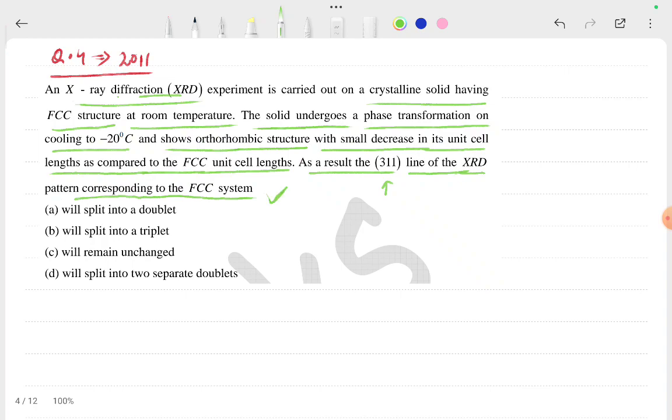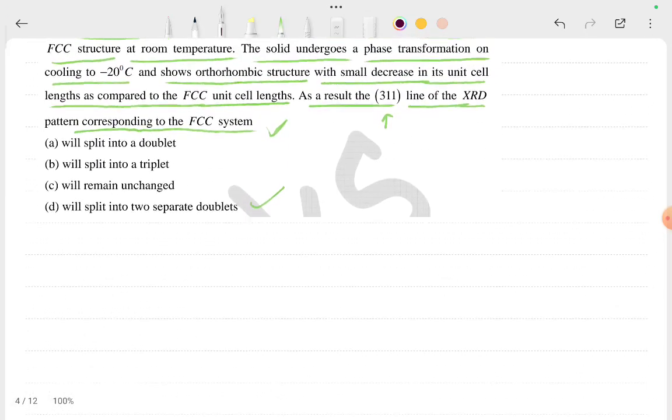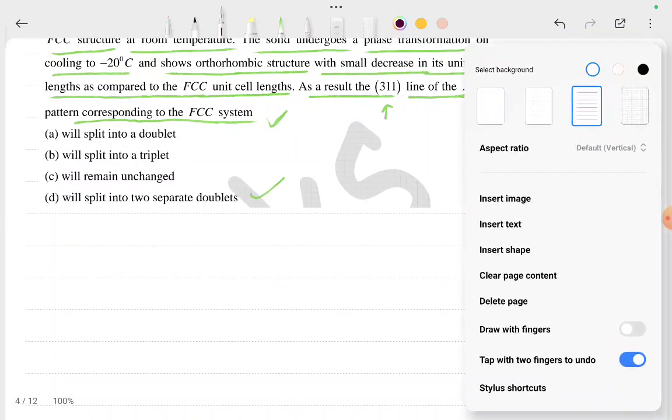Will the 311 plane of the FCC system split into a doublet, a triplet, or show no change, or split into two separate doublets? This is the question actually. So for this type of question, what steps do we actually use? That is very important.